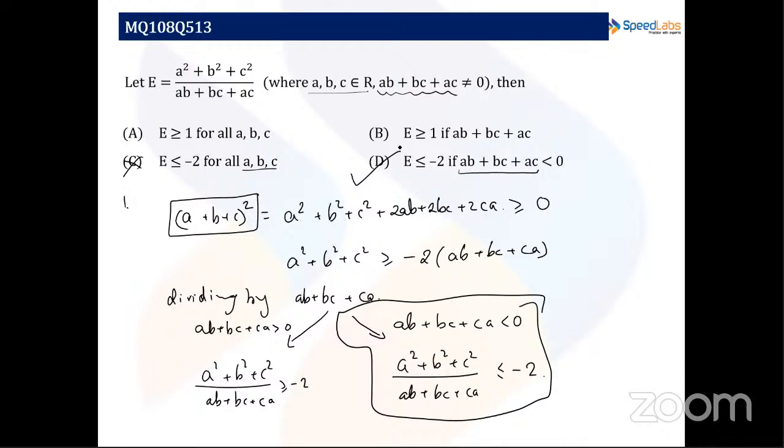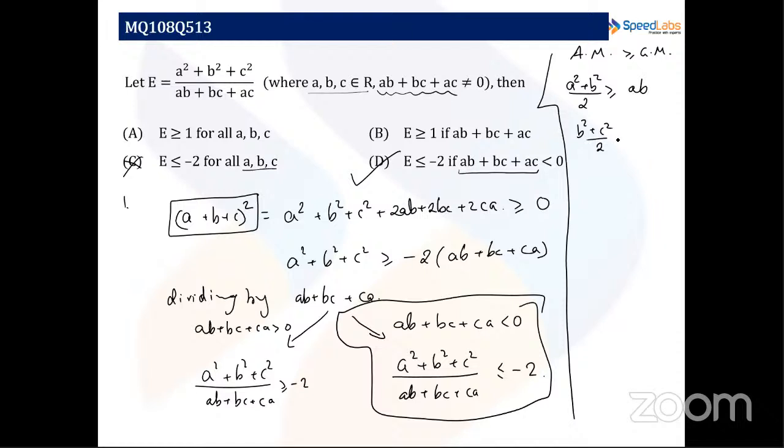Now let's check if we can get the value 1. We know that arithmetic mean is always greater than or equal to geometric mean, so a square plus b square by 2 will be greater than or equal to ab. Similarly, b square plus c square by 2 is greater than or equal to bc, and c square plus a square by 2 is greater than or equal to ca. Adding all these, we get a square plus b square plus c square is greater than or equal to ab plus bc plus ca.